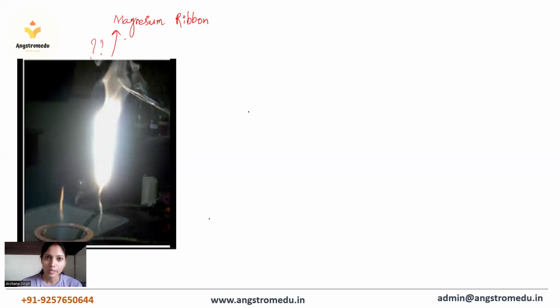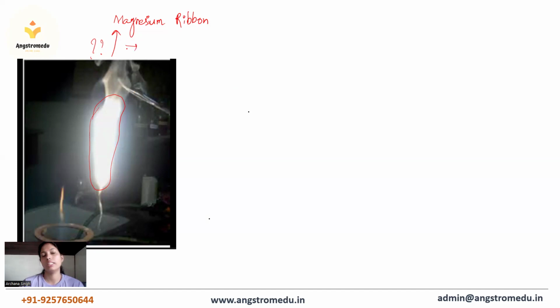What I actually want to tell you here is, this is your magnesium ribbon, right? After burning, it is giving you some kind of flame. Now, remember, always you have to focus on the topic. We are talking about the chemical reaction behind the burning of things, right? So magnesium ribbon is burning, and what is it giving you? Light. It is giving you light, right?